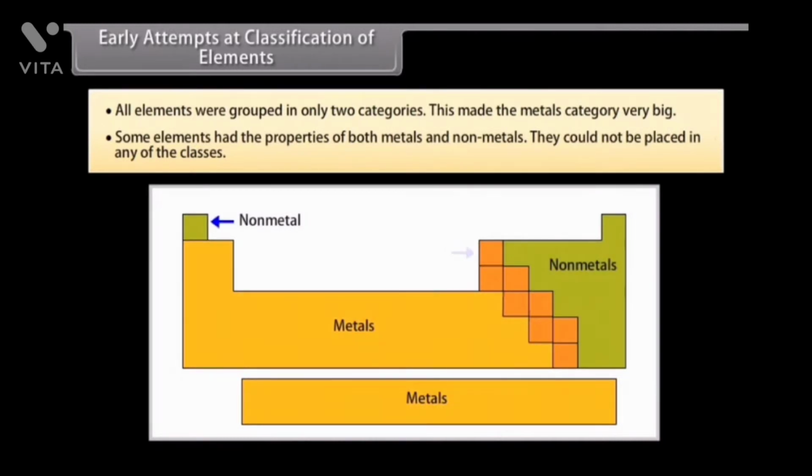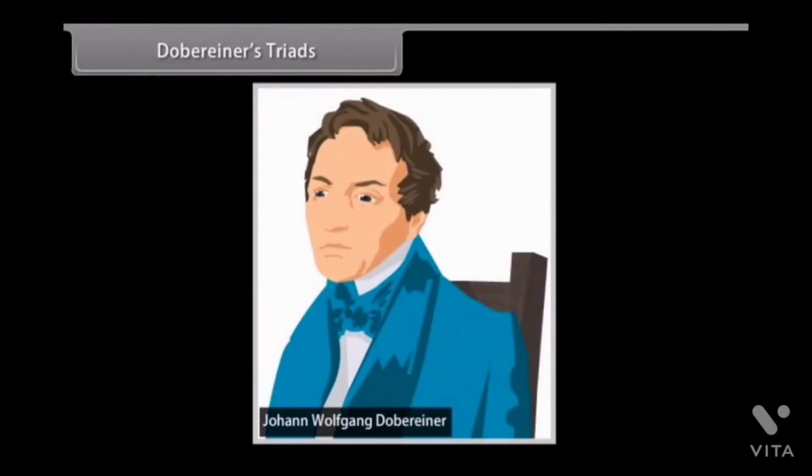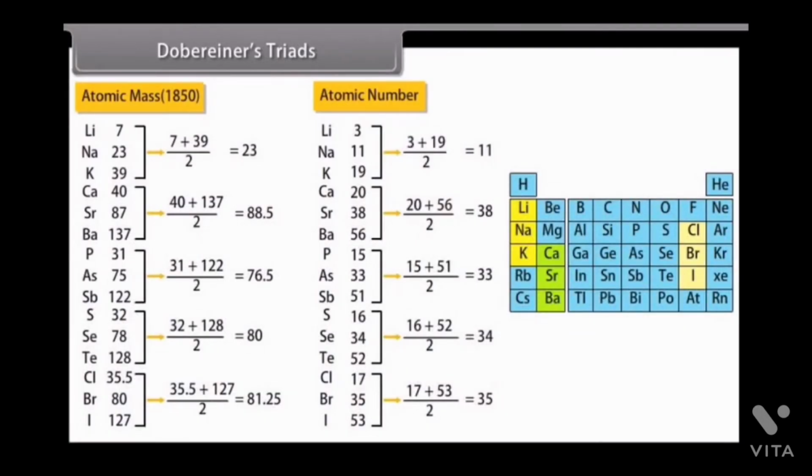This increased the need to identify some kind of pattern or regularity in the properties of the elements and then classify them. Dobereiner's triads. In 1829, Dobereiner, a German scientist, made groups of 3 elements, each based on their properties. He named them triads. He observed that atomic mass of the middle element of a triad was equal to the arithmetic mean of atomic masses of the other 2 elements.